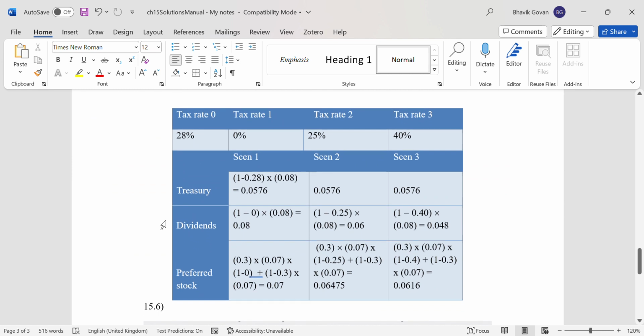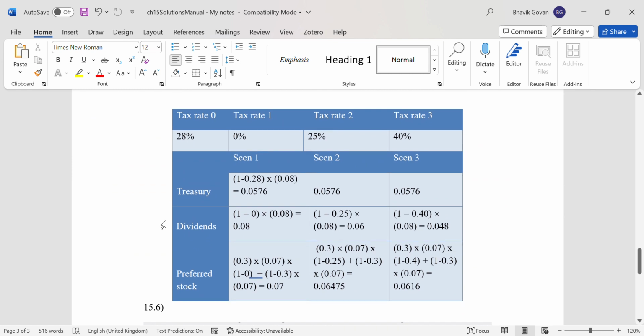So we can draw up a table and make it look very nice. We've got three scenarios based on the different tax rates that the investors are charged. So we've got the 0%, the 25%, and the 40% tax brackets. And then the first is the treasury. So everyone would receive the same in this case, the 1 minus the corporation tax rate, times the 8%. That's what everyone will receive, 5.76%.